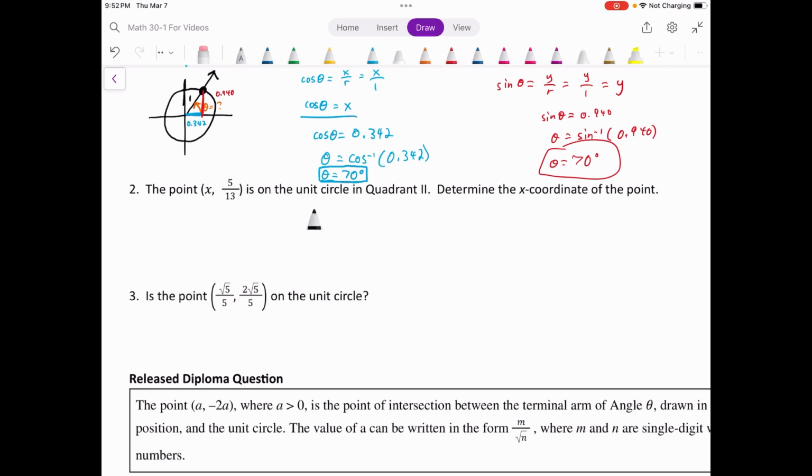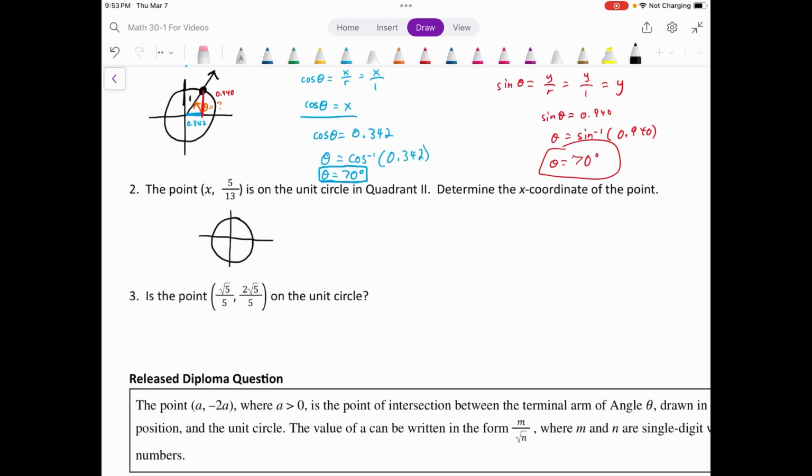All right, now we know the point x, 5/13, is on the unit circle in quadrant 2. Determine the x-coordinate of the point. Well, what do I always say, right? Let's draw a little picture. Might help us recognize some relationships here.